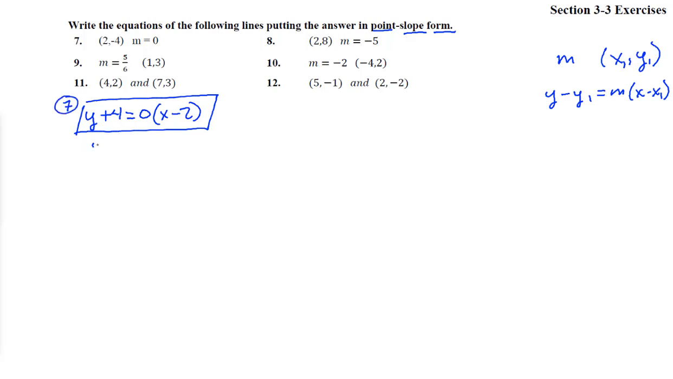But, yeah, this is y plus 4 equals 0. So this is y equals negative 4. Most times you'll see this line written in that form, but that is the answer right there. Let's do number 8 over here.